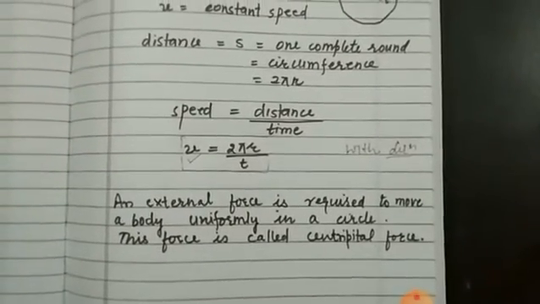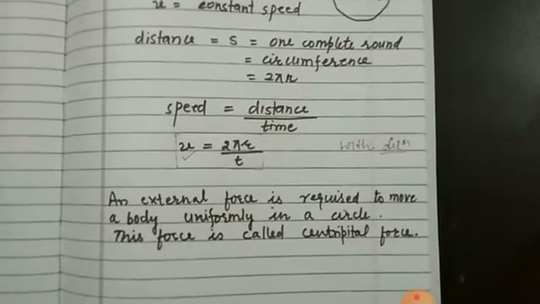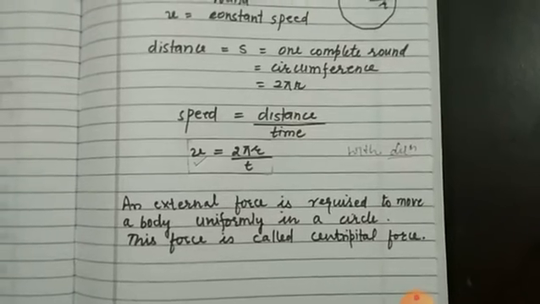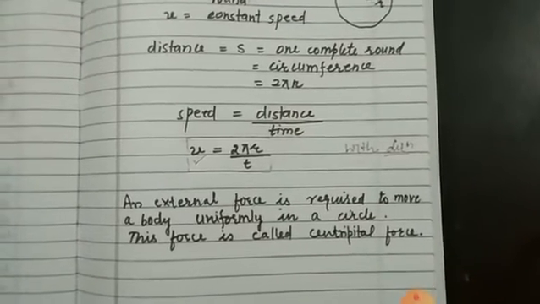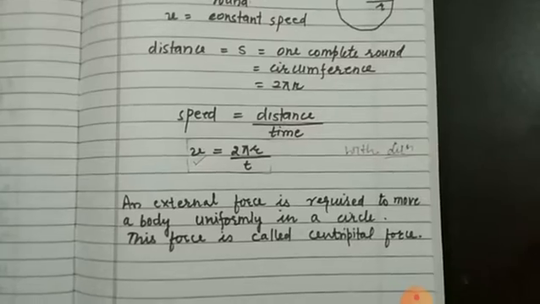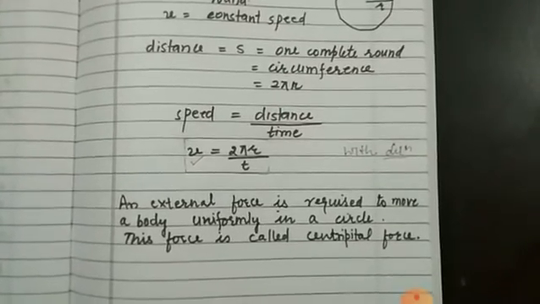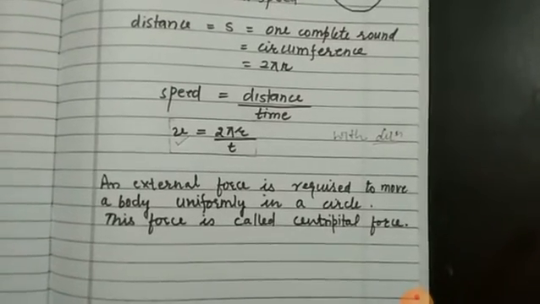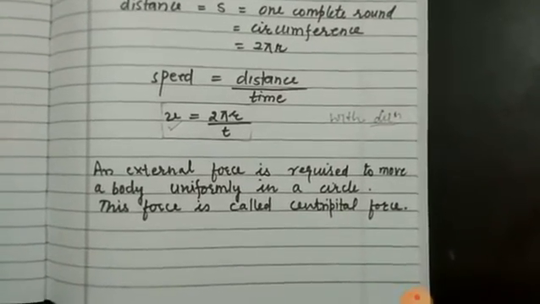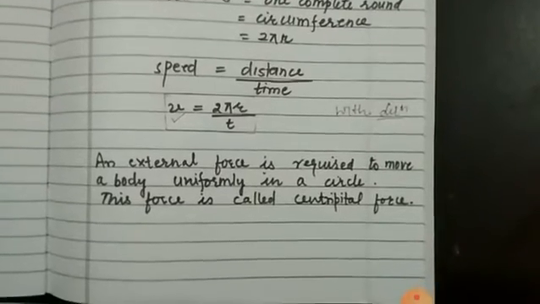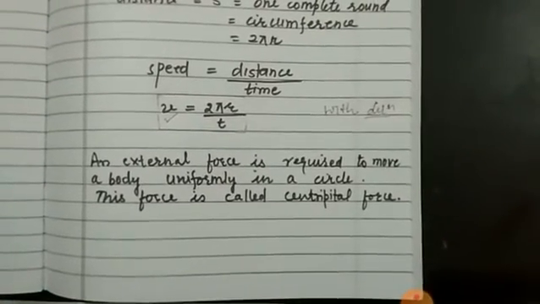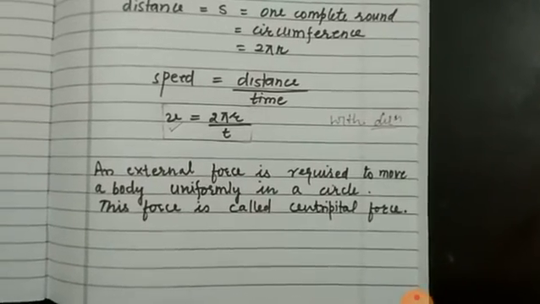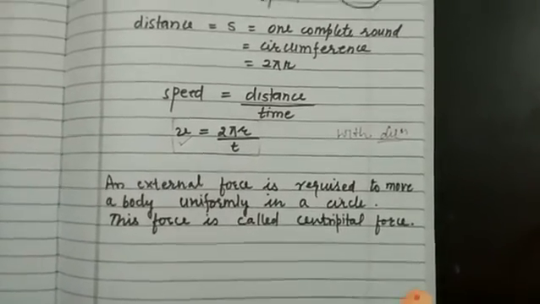The other question is, is uniform circular motion an accelerated motion? Yes, the answer is it is an accelerated motion because the velocity is changing its direction every time. The next question is, what force is responsible for the uniform circular motion? The centripetal force is responsible for the uniform circular motion. This is all about the uniform circular motion.